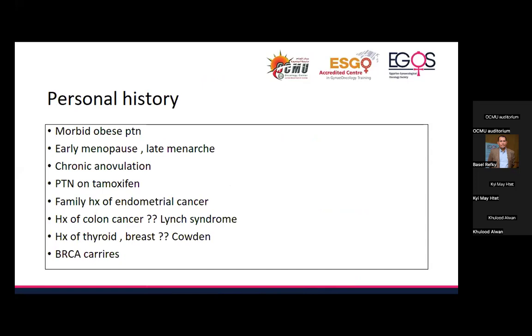Personal history of the patient: the female comes as a morbidly obese patient, with early menopause or late menarche, a chronic state of anovulation, may be on chronic tamoxifen intake, with family history of endometrial cancer or colon cancer, what's called Lynch syndrome, I will talk about it, or may have thyroid or breast cancer, what's called Cowden syndrome, or may be a BRCA carrier.